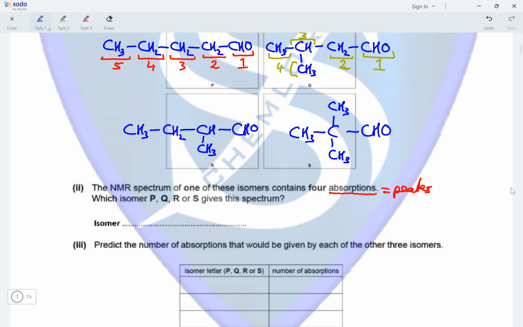So which isomer P, Q, R, S gives this spectrum? This spectrum is given by isomer Q, because Q will have four different environments present. Therefore, it will have four absorptions or four peaks.